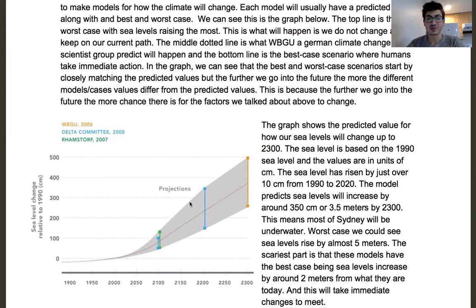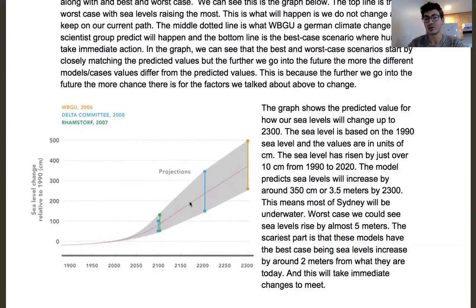If we look at the data here, for the best case scenario, the bottom of the gray shaded region, other models have shown better best case scenarios, so the sea levels rise less, but things need to happen quickly for that to happen. So let's look at this predicted case of the dotted line. If we look from 1990, currently our sea level has risen about 10 centimeters. So in 2020, we're about 10 centimeters above what it was in 1990. That means the model predicts that we're going to be about 3.5 meters above where we are today by 2300.